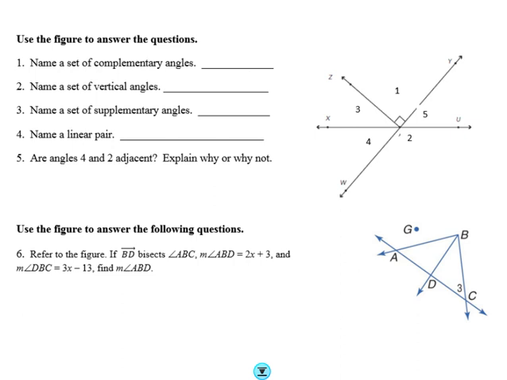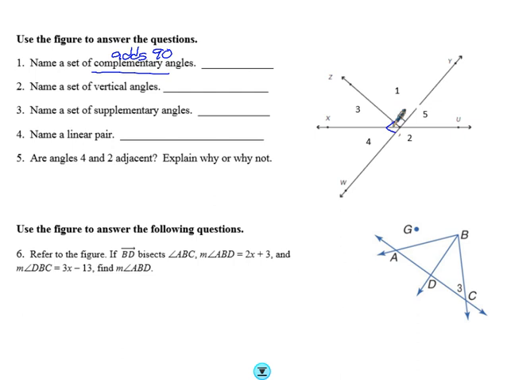All right, looking at some example problems here, I'm just going to give you some hints as we go through these. First problem, we have this nice big figure with different numbers for the angles, 1, 2, 3, 4, and 5. The first question is: name a set of complementary angles. Remember, complementary means it adds to 90. So you wouldn't want to say angle 1 here, because angle 1 is just one angle that is already 90. It's not two angles that add to 90.